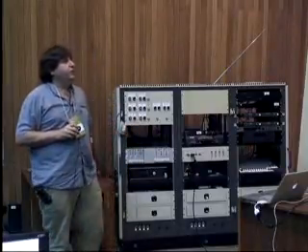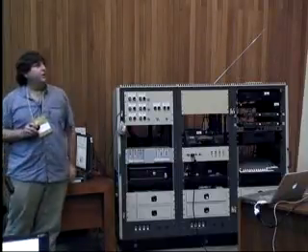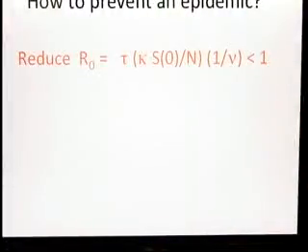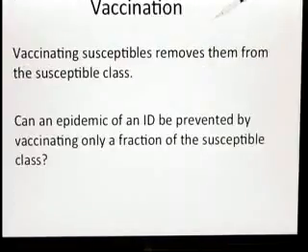Then we talked about how to prevent an epidemic. You prevent an epidemic by making R0 less than 1, and you have all these parameters that you can try to reduce, or in the case of nu, to maximize. Okay, then we talked about vaccines.